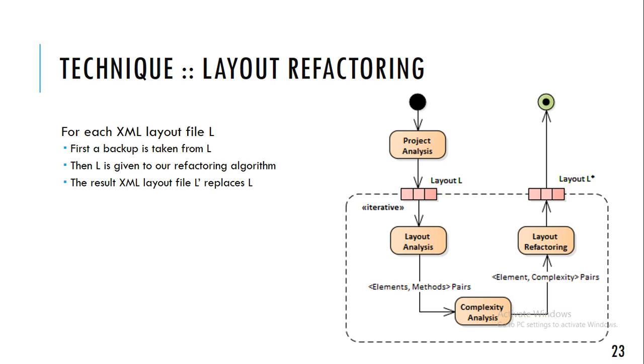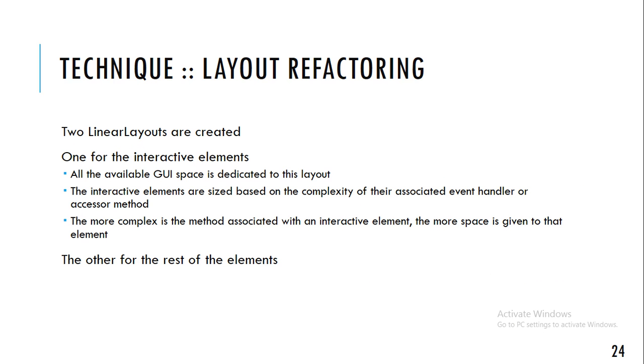So after computing the complexity of the methods associated with the interactive elements, the final step is layout refactoring. In this step, for each layout file, first we create a backup and then refactor that layout and replace the original layout with the refactored one. The details of the refactoring algorithm are presented in the paper, but simply stated, the layout is divided into two linear layouts, one for the interactive elements and the other one for the non-interactive elements.